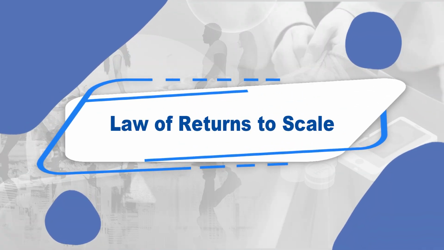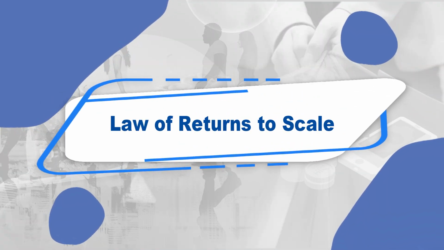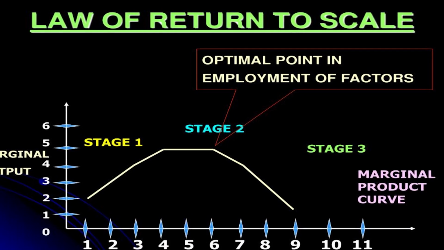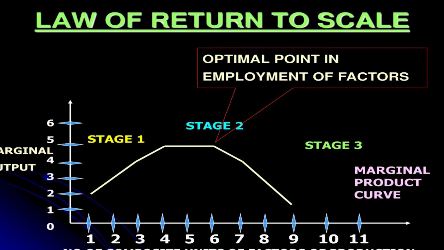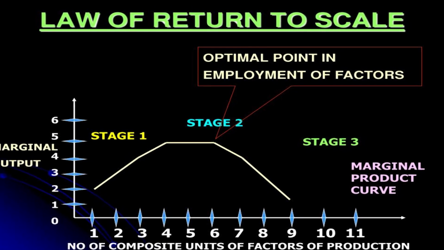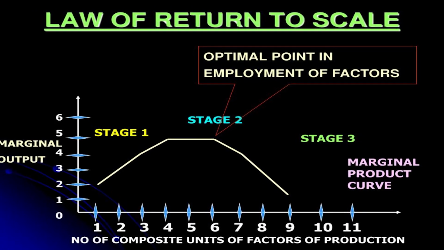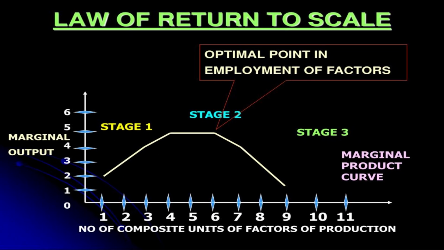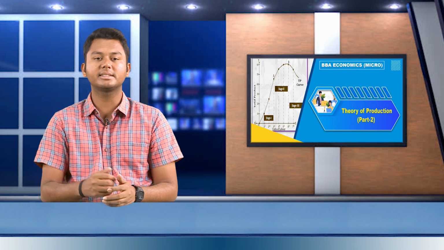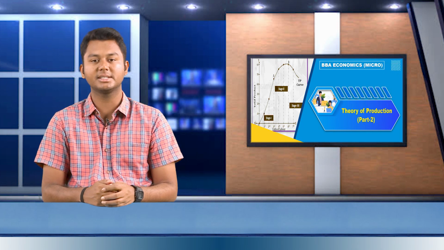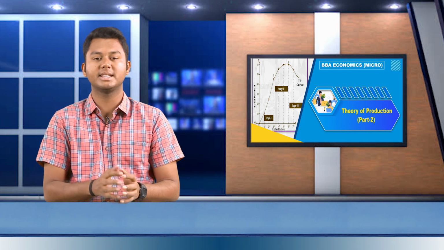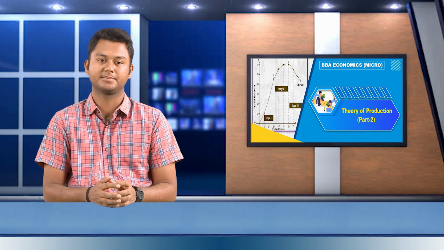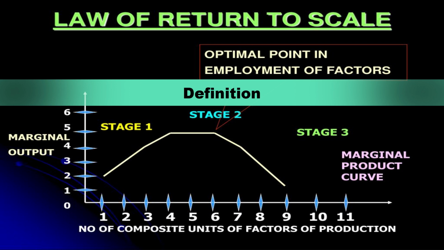Let us now move to the next section, that is the law of returns to scale. The law of returns to scale examines how changes in the scale of production, that is increasing all inputs proportionately by some proportion, affect the level of output. It is distinct from the law of variable proportions in that the latter focuses on changing one input while holding other factors constant. Let us look at the definition.